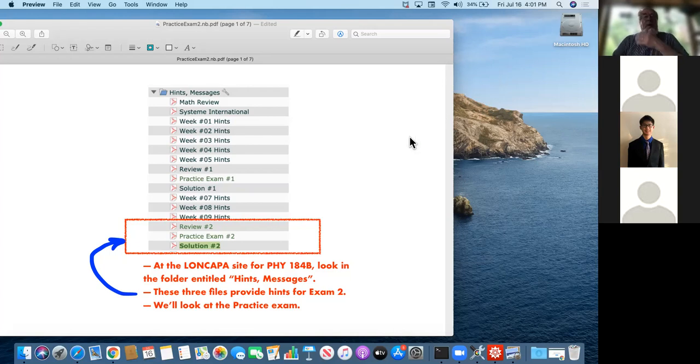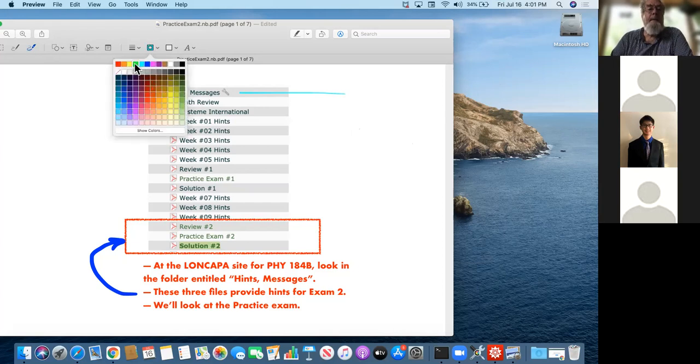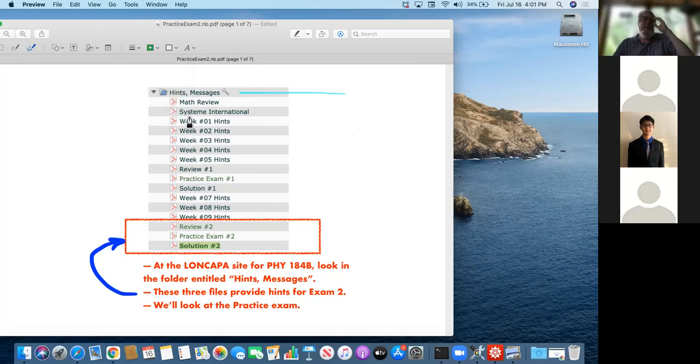You know, there's an exam coming up next week. And to prepare for the exam, go to the folder on the Lon Kappa site called Hints and Messages. It's this folder. It's got a bunch of things in there, hints for different homework assignments and so on. But for the exam, the second midterm exam, you want to look at these three files.